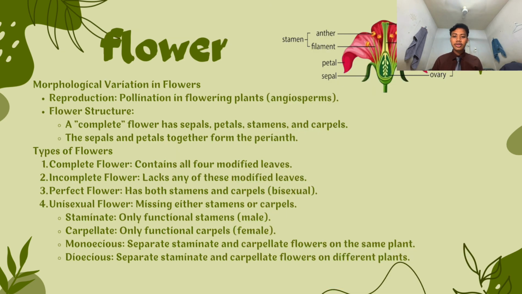Next, morphological variation in flowers. Reproduction: pollination in flowering plants, angiosperms, and flower structure. A complete flower has sepals, petals, stamen, and carpels. The sepals and petals together form the perianth. And we have four types of flower. First, a complete flower contains all four modified leaves. Second, an incomplete flower lacks any of these modified leaves. Third, a perfect flower has both stamen and carpel, bisexual. And last, a unisexual flower is missing either stamen or carpels.